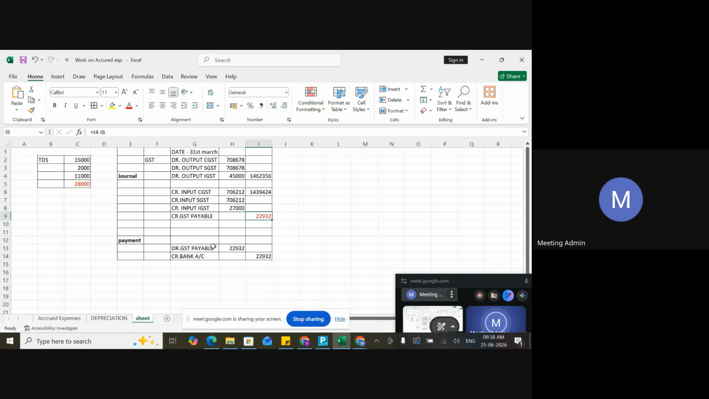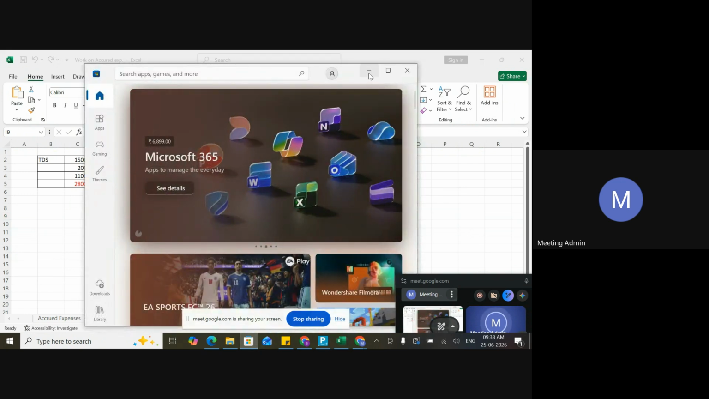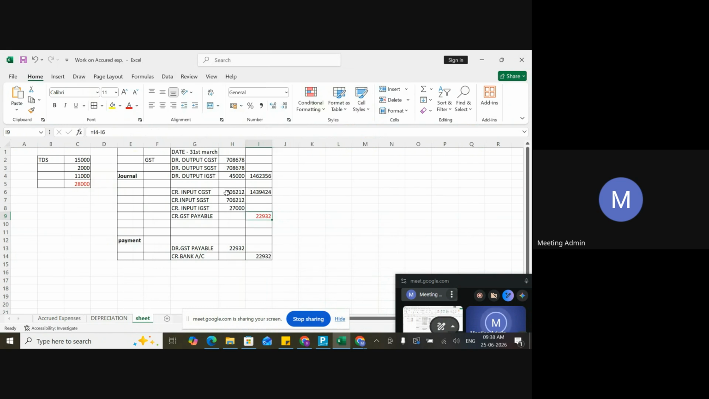The output should be more and input should be less. Then only we can do the set off entry. Otherwise, if the input is more and output is less, then the company is in loss, and we cannot do the set off entry also, because the difference will go in minus. In that situation, what do we do if the output GST is less and input GST is more?